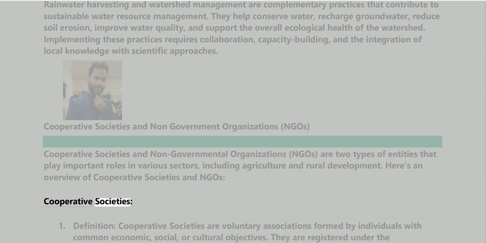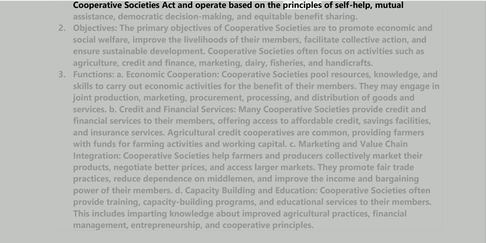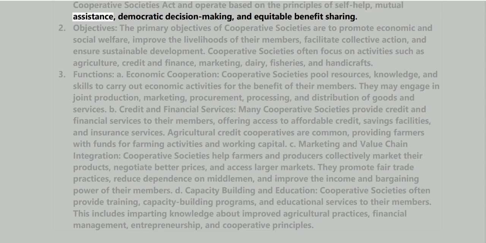Cooperative societies. 1. Definition. Cooperative societies are voluntary associations formed by individuals with common economic, social, or cultural objectives. They are registered under the Cooperative Societies Act and operate based on the principles of self-help, mutual assistance, democratic decision-making, and equitable benefit sharing.